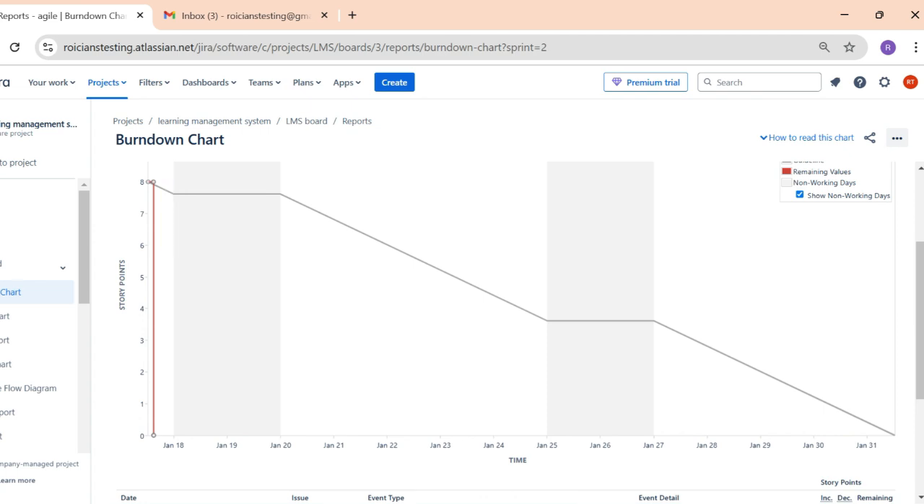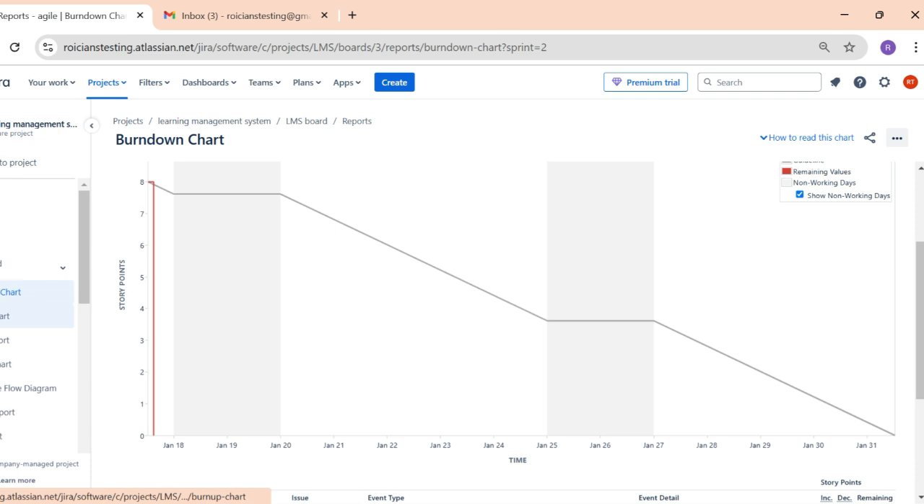This line here is called guidelines. These two gray pillars are called weekends, because of course when they were making it, they know that on weekends nobody will be working. So this is weekends, and this is how burn down chart depicts the value. Now why the name is burn down? Because we are burning down the story points till the time we came to the last day of the sprint.